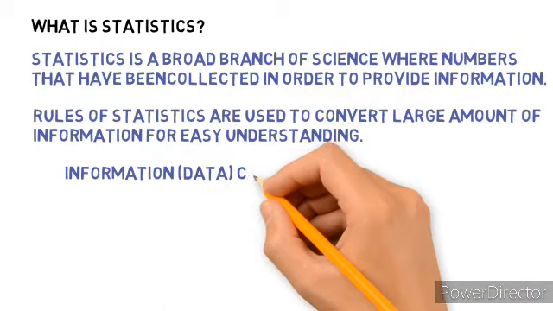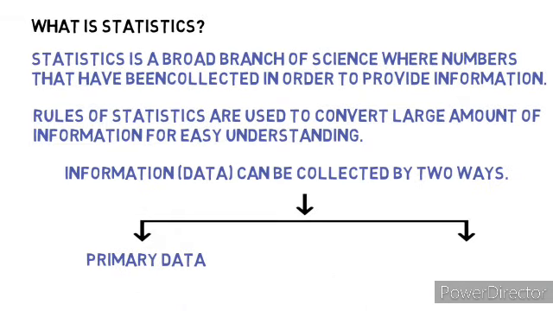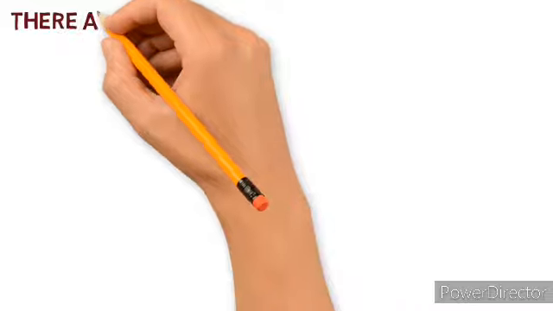Information, which is known as data, can be collected in two ways, primary and secondary. Primary data is data which is collected by a person on their own, and secondary data is data which is already collected by someone else and we use it in statistics.